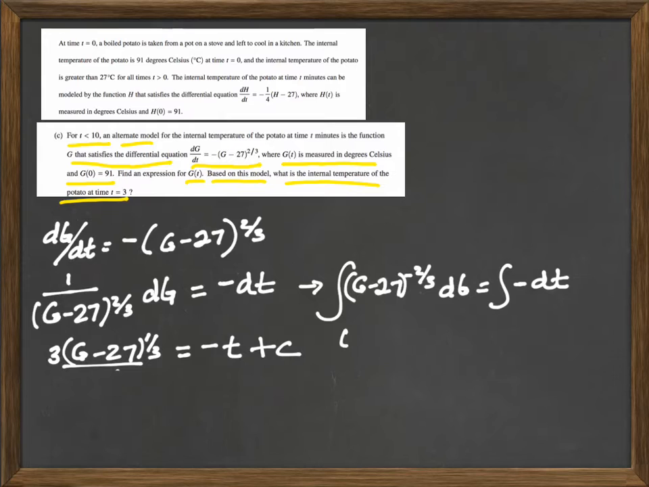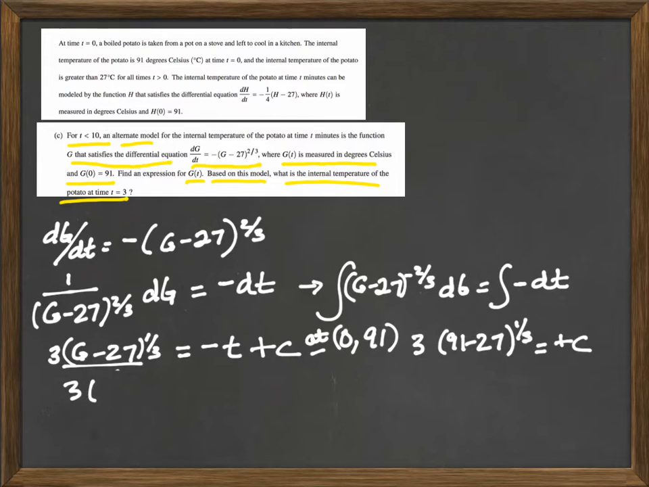We're going to use the point (0, 91). We have 3 times (91 minus 27), and we already know that's 64, to the 1/3 equals negative t, which is just 0, plus c. So then we have 3 times 64 to the 1/3, which is 4, equals c. So if you do it here, you get c is 12.